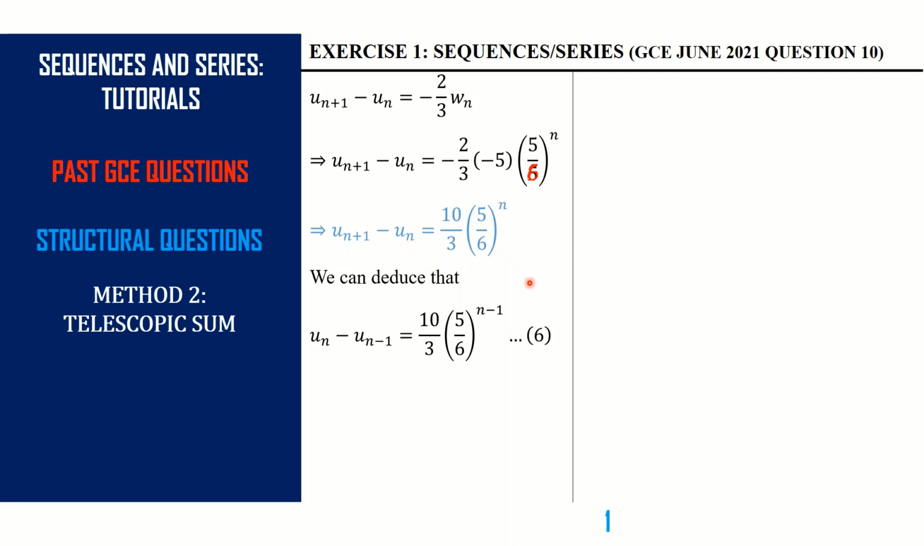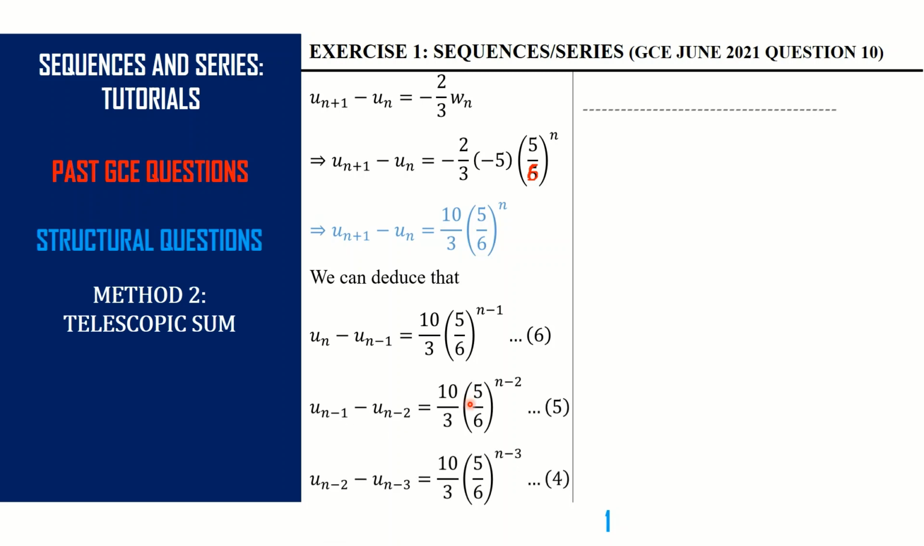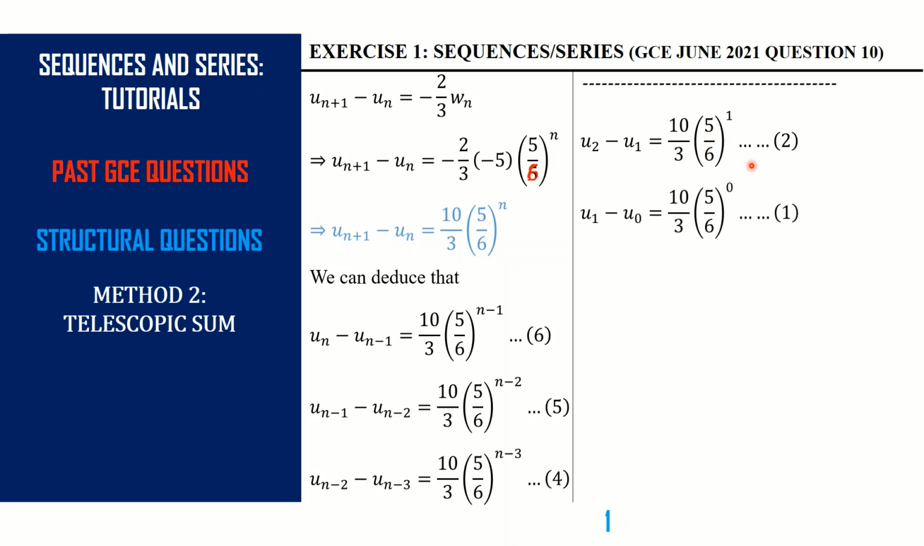From n, I move to n minus 1. So, I just go backward. The same thing, I go backward again. I continue going backward till I arrive at the second and the first term. So u2 minus u1 is going to give me 10 on 3 times 5 on 6 raised to the power 1. And then finally the zeroth term, u1 minus u0 will give us 10 on 3 times 5 on 6, all that raised to the power 0.